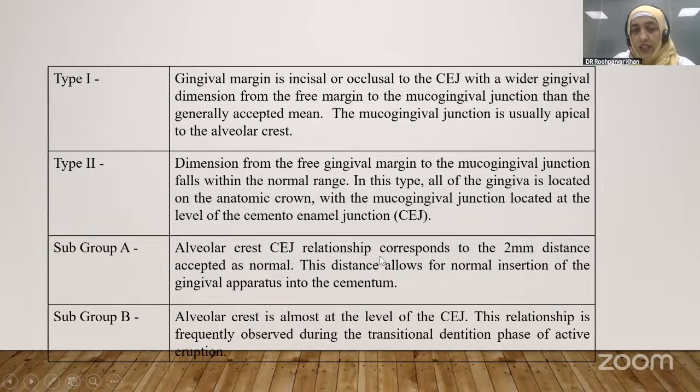The cemento-enamel junction to alveolar crest relationship corresponds to the 2 mm distance. Subgroup B is where the alveolar crest is almost at the level of CEJ. That means in subgroup B, the alveolar crest has a good predictability and it gives stable results.